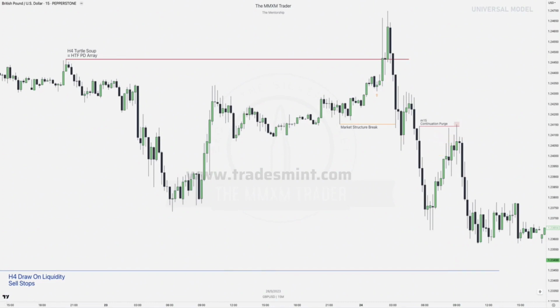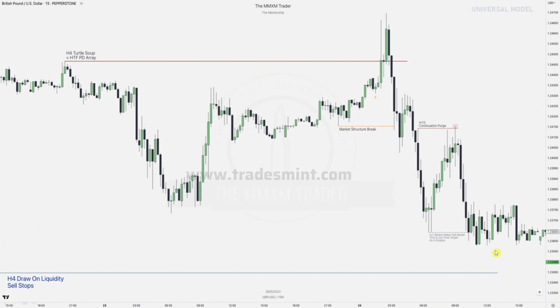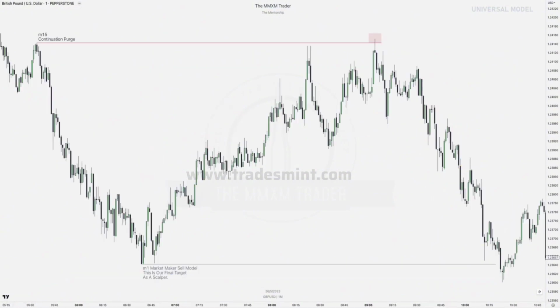And now it's time to go into that short-term perspective, right? We're going to use a 1-minute time frame to look for our entry setup. Market maker sell model will be in this area over here, right? From this range low to this range high, because we purged that 15-minute time frame over here. And we're going to dive into the 1-minute time frame and see how that looks. So we got that 1-minute time frame over here. M15, 15-minute time frame continuation purge, right?